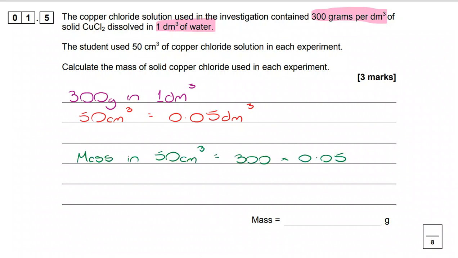And the way we actually get to it is we will take our 300 that we have in 1 decimeter cubed and we multiply it by 0.05. And that takes you to 15 grams. And that takes us to the end of the question.